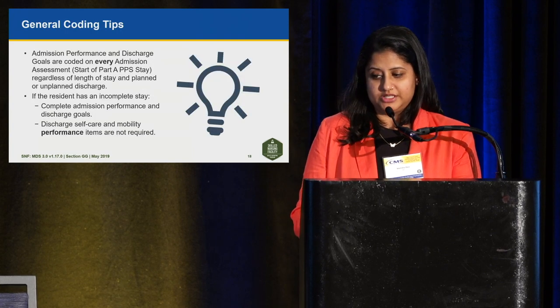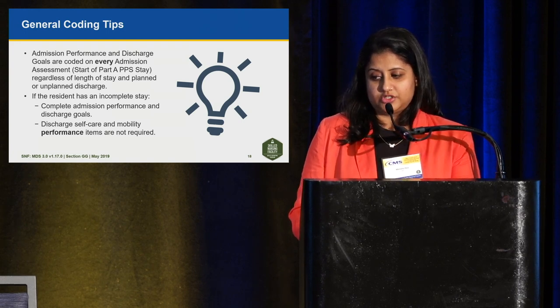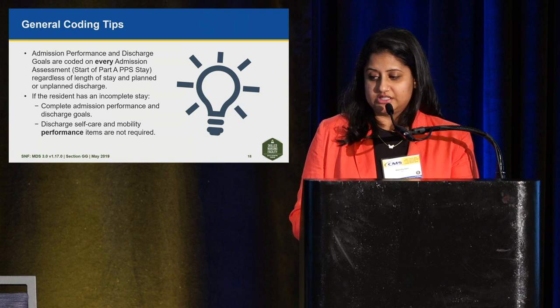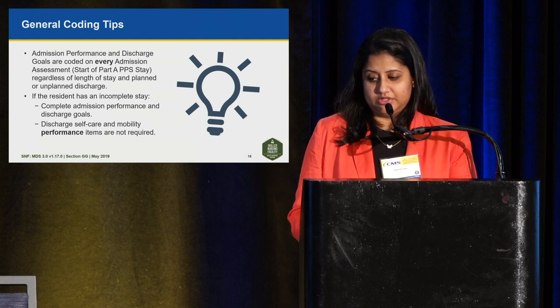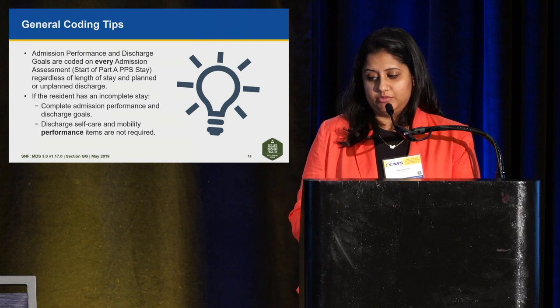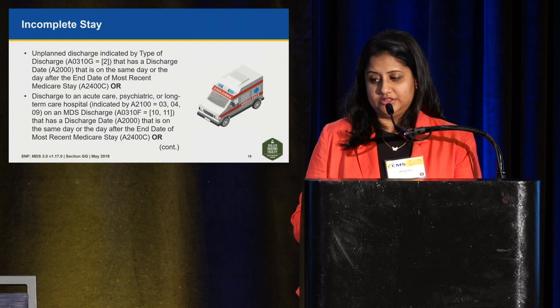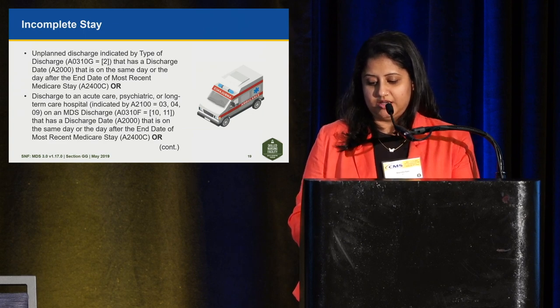So the admission performance and discharge goals are coded on every admission assessment, so the start of the Part A PPS stay, regardless of length of stay and planned or unplanned discharge. If the resident does have an incomplete stay, we complete the admission performance and discharge goals. Discharge self-care and mobility performance items are not required in that situation. So how do we define incomplete stay? This is basically any emergency discharge.